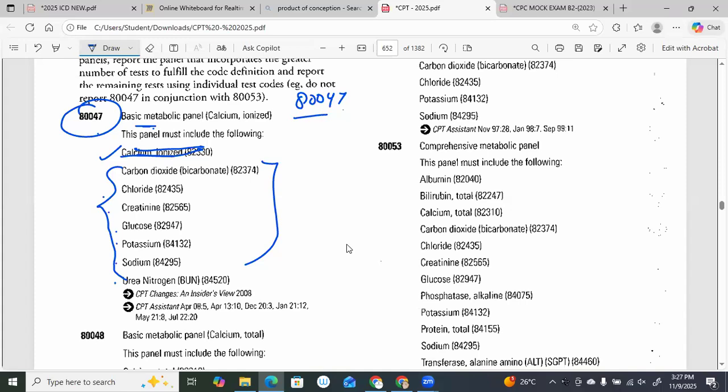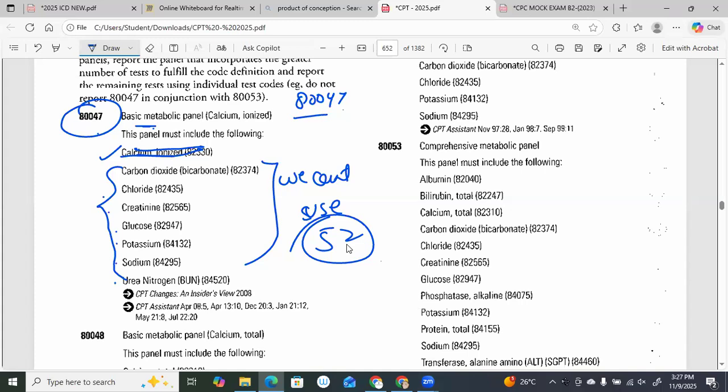Also, with the panels, we cannot use modifier 52. So we cannot use modifier 52. Whenever there is a panel and you are going to code for a panel, you have to make sure that all components have been measured. If all components were not measured, in that case you have to bill individual components. You are not going to bill the complete panel.